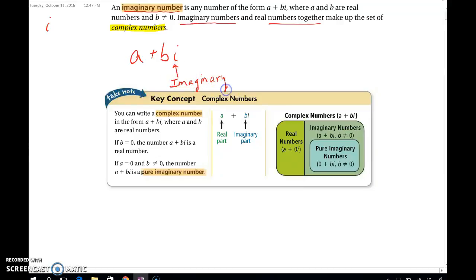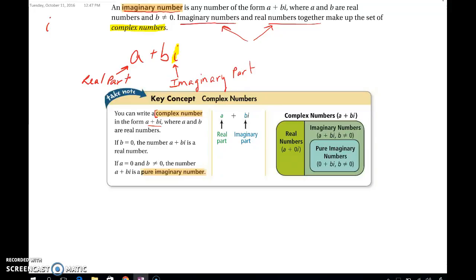or imaginary part, and a is a real number, or the real part. All right, so this is how our complex numbers are made up of both real numbers and imaginary numbers, and are written in the form a plus bi. So we can write a complex number in the form a plus bi, where a and b are both real numbers. So it's a real number, but it's multiplied by the imaginary.